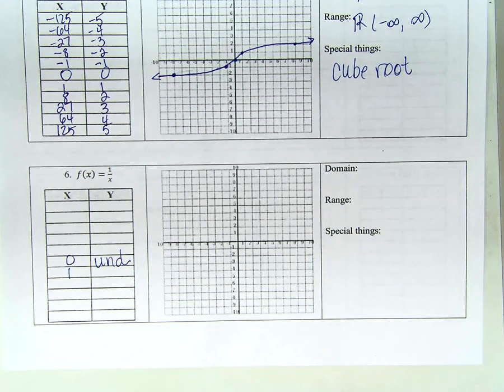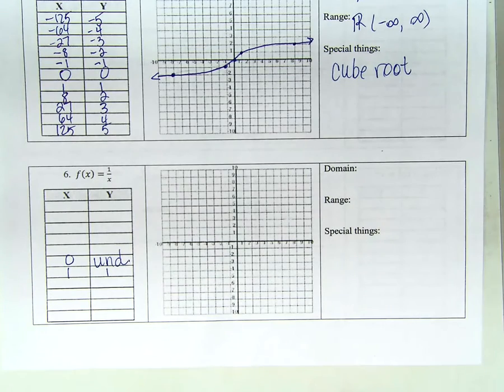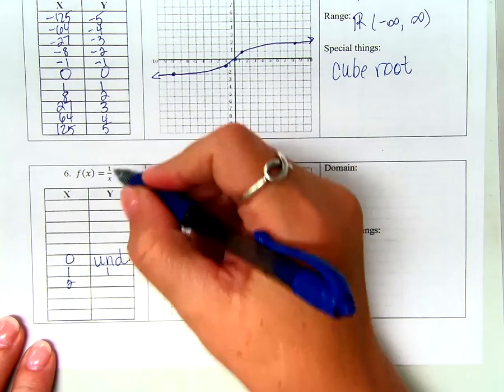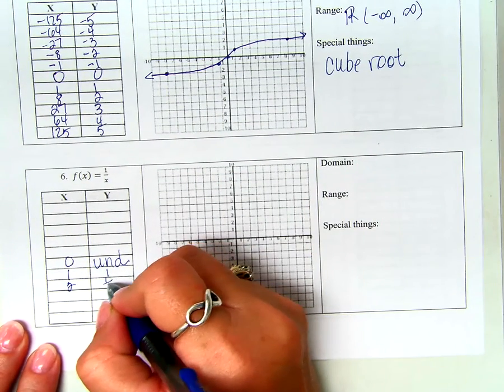What should I choose next? 1. What's 1 divided by 1? 1. Oh, you guys are so smart. Everything's 1? I think so. So if I chose 2, what's 1 divided by 2? 0.5. Oh, you guys are so chicken. It's 1/2.